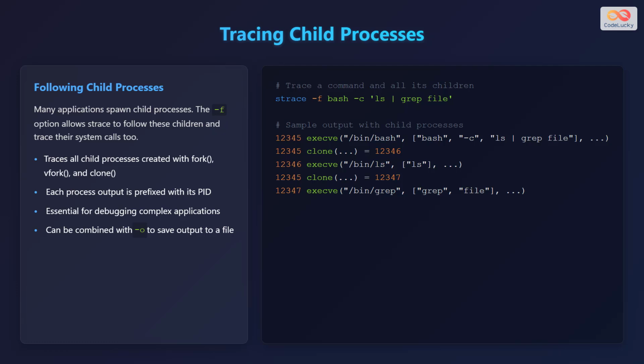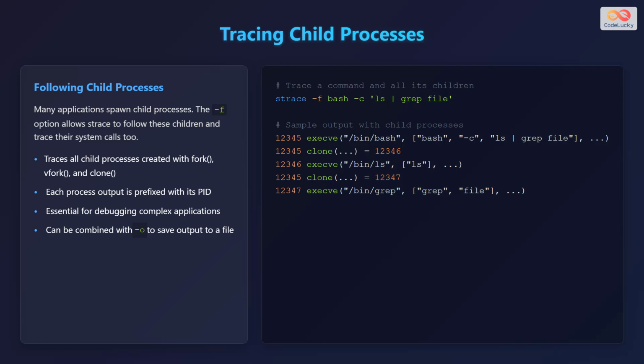Many applications create child processes to perform tasks. By default, strace only traces the parent process, but you can use the -f option to follow child processes as well. The -f option allows strace to follow child processes and trace their system calls too. It traces all child processes created with fork and clone. Each process's output is prefixed with its PID, making it easy to distinguish between them. This is essential for debugging complex applications that rely on multiple processes.